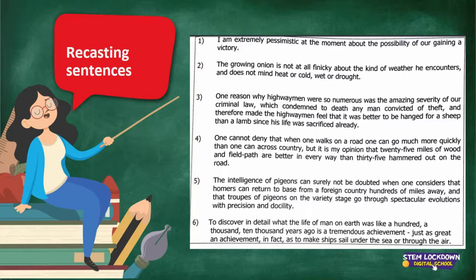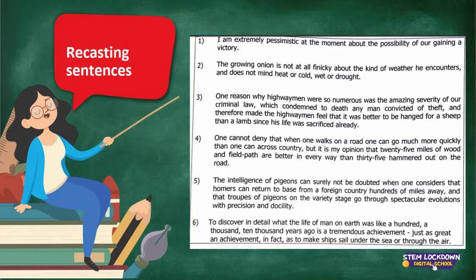Number 3. One reason why highwaymen were so numerous was the amazing severity of our criminal law, which condemned to death any man convicted of theft, and therefore made the highwaymen feel that it was better to be hanged for a sheep than a lamb, since his life was sacrificed already. That's a very interesting one there.